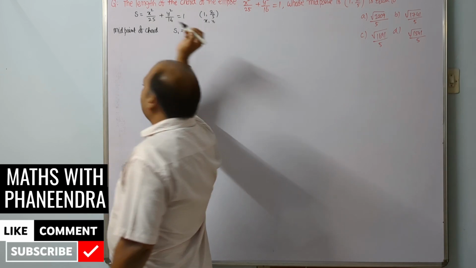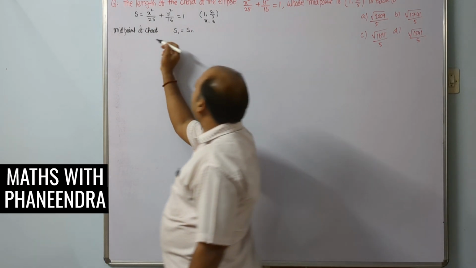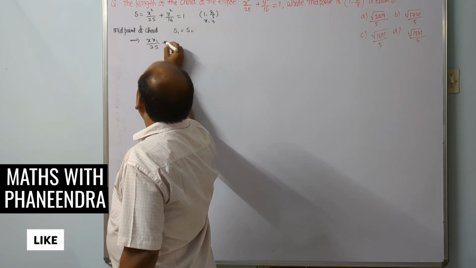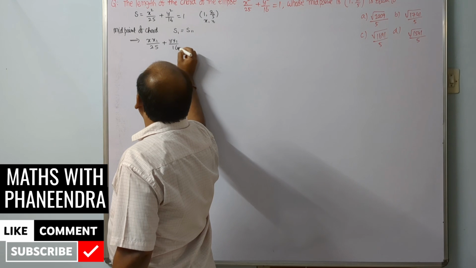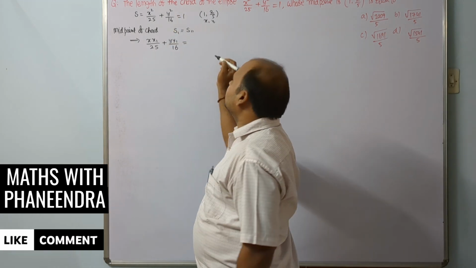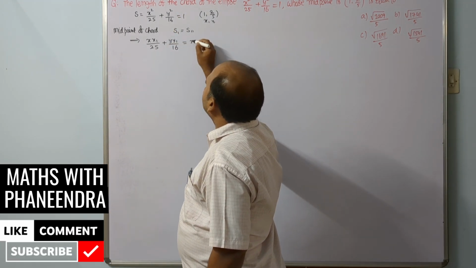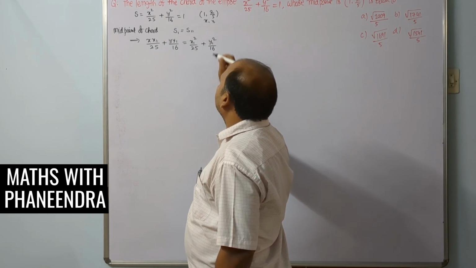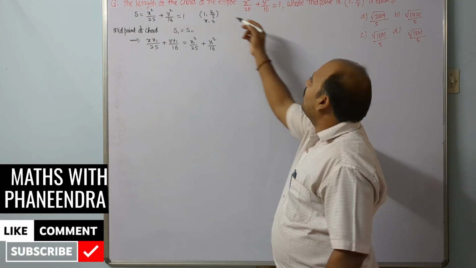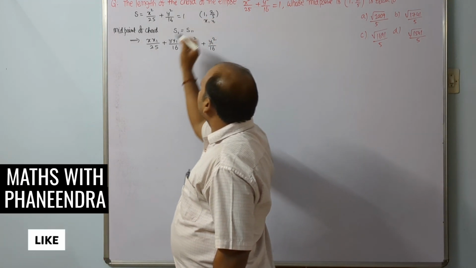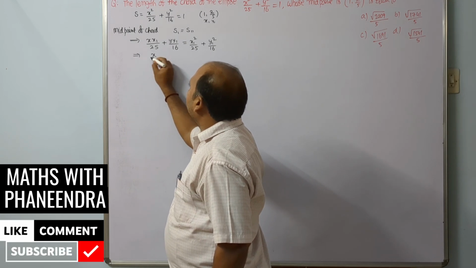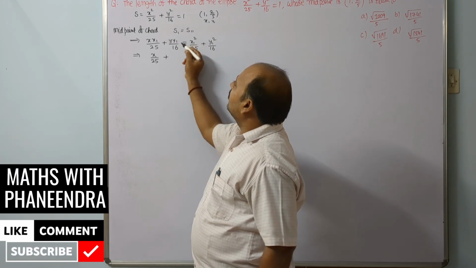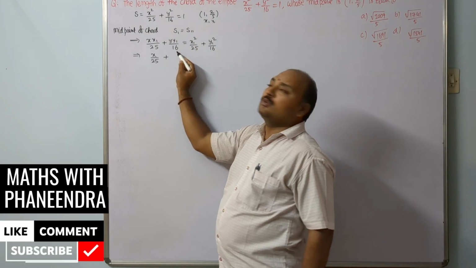S1 equal to S11. S1 equal to S11, that implies x x1 by 25 plus y y1 by 16 is equal to, anyway 1 gets cancelled on both sides. S11 means x1 square by 25 plus y1 square by 16. In place of x1, y1 you have to replace with (1, 2 by 5). So it becomes x by 25 plus, in place of y1, 2 by 5.